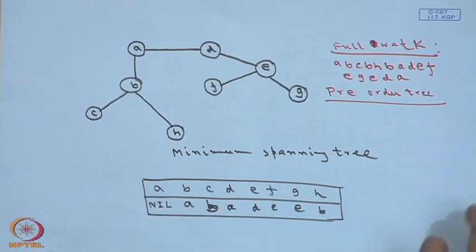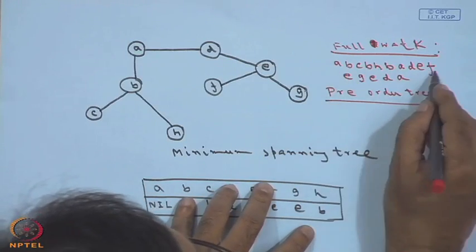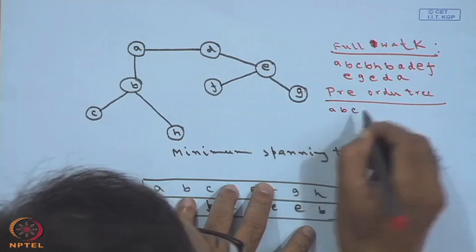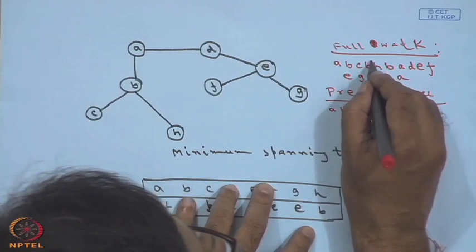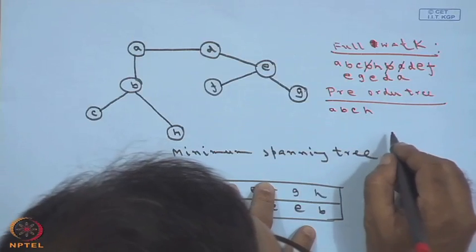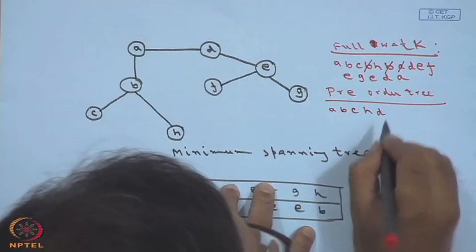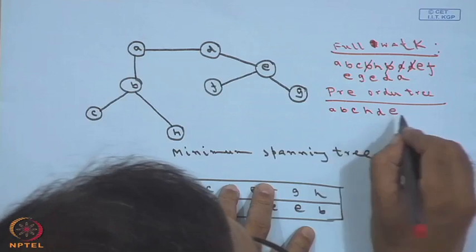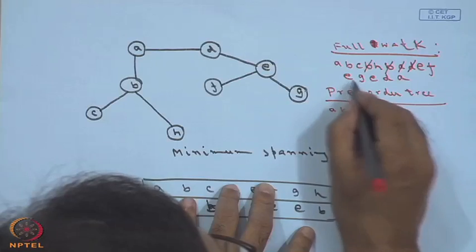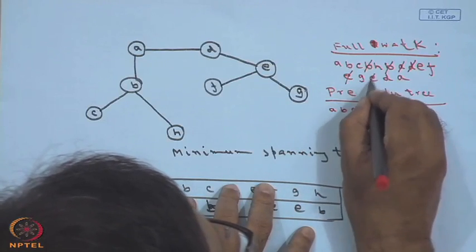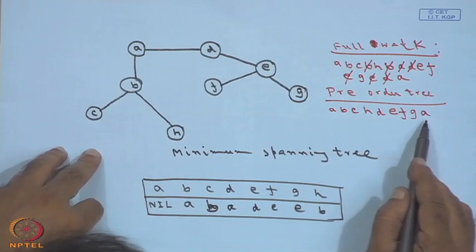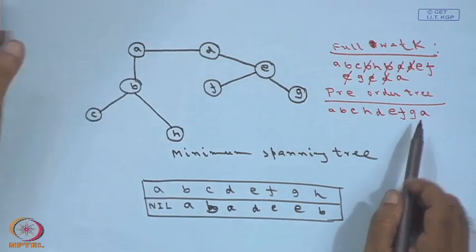Your pre-order tree will be from here: you go in this order, and whatever has appeared, you write only those ones, that is A, B, C. B has appeared here, so you will cut it. After that it is H, B again has appeared, then after H, D will come, then E will come, after E, F will come, G will come, and all this will be cut. So, this is basically A, B, C, H, D, E, F, G, A.